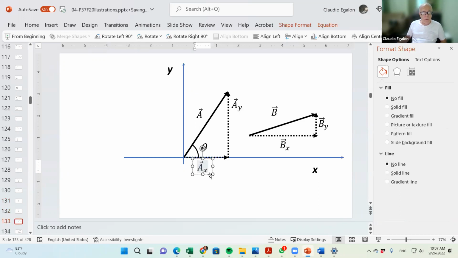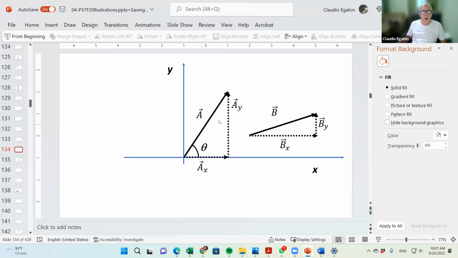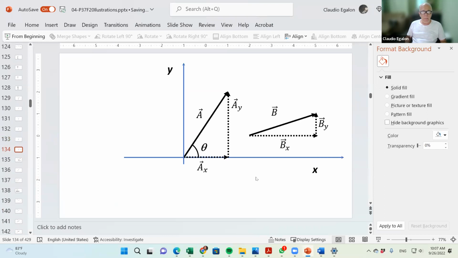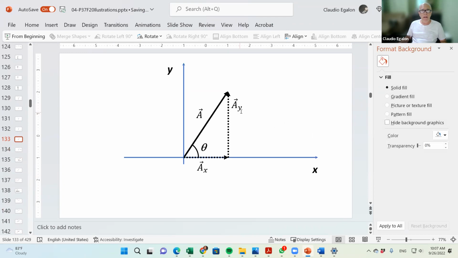We can break down this vector into its x component, just like I did here. Can you see that? I'm projecting this vector along the x-axis. And I can also break down this vector in terms of its y component. I represent the y component as a vector, a vector with this y subscript, and the x component as a vector A with this x subscript, right?